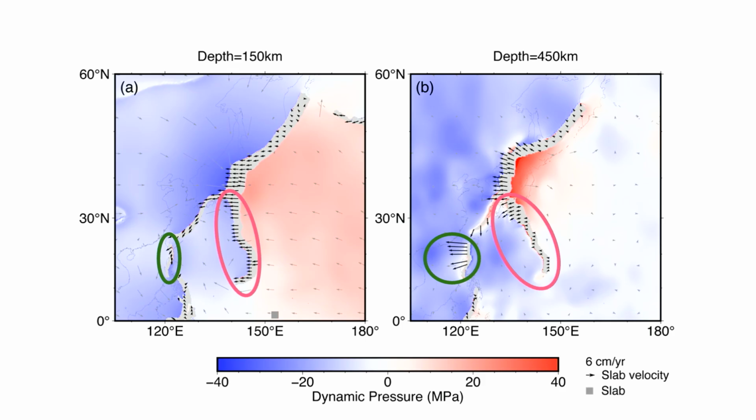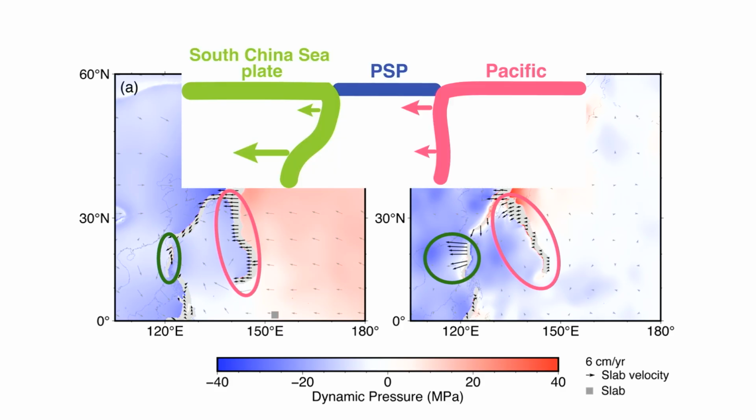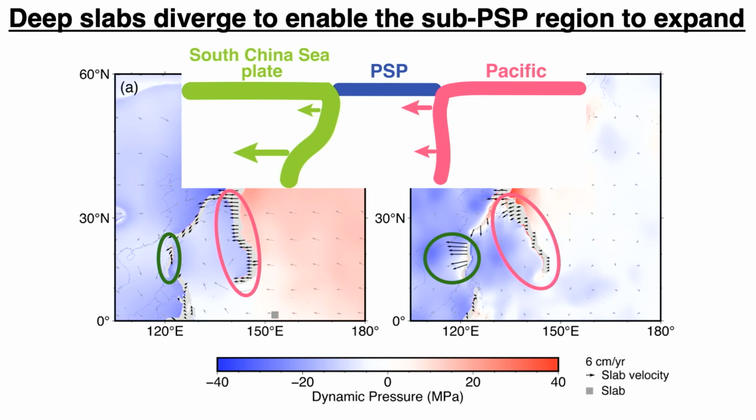But if we go deeper into the mantle, we can see this advancing slab turns more stable, but at the same time, the left side of the slab starts to retreat rapidly. So if we take a profile here, it will look like this. This slab converging at shallow depths will squeeze the mantle, but if we go deeper, the deep slab diverges, which enables the submantle to still expand.